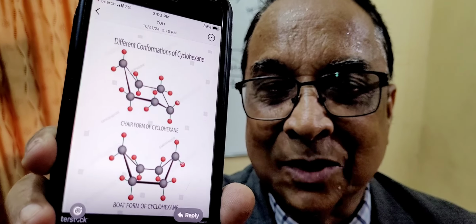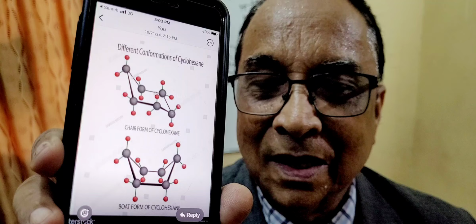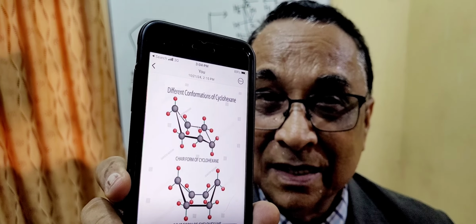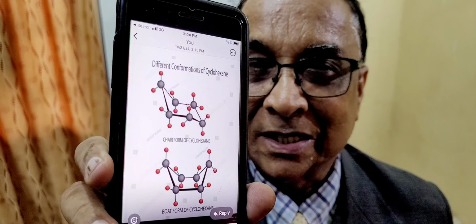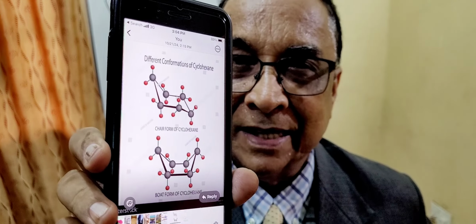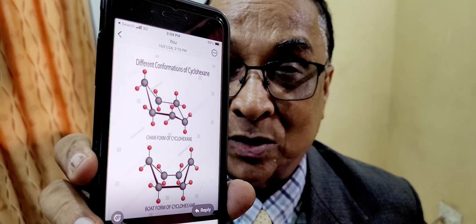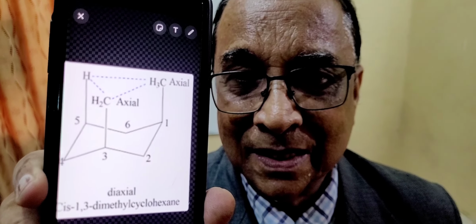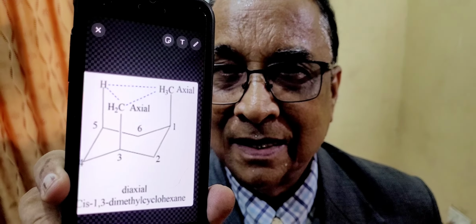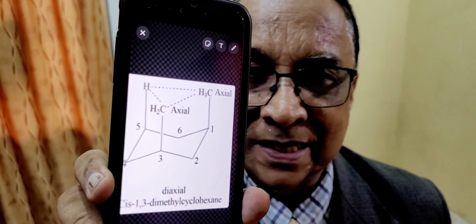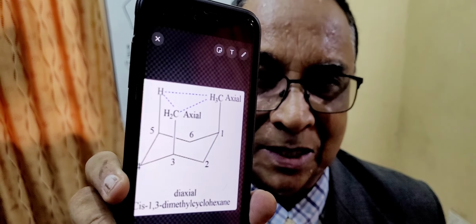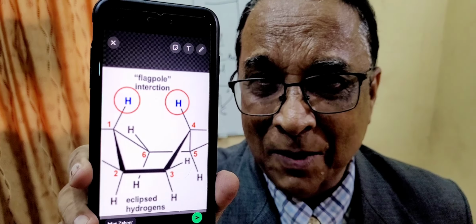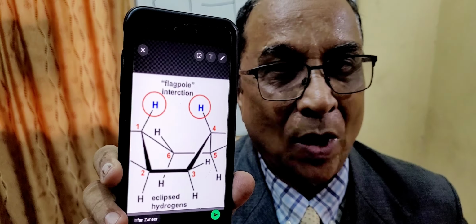Here a very clear picture is given of the arrangement of the molecule in space, that is, conformation. One is in chair form, the other is boat form, and the red and black balls show the bond formation of carbon and hydrogen, in axial and equatorial positions, showing the crowding in boat form and less crowding in chair form. Here I am showing in the image the 1,3 diaxial interaction in the cyclohexane chair form, and that 1,3 diaxial interaction is giving instability. It is not preferred because of the crowding and repulsion.